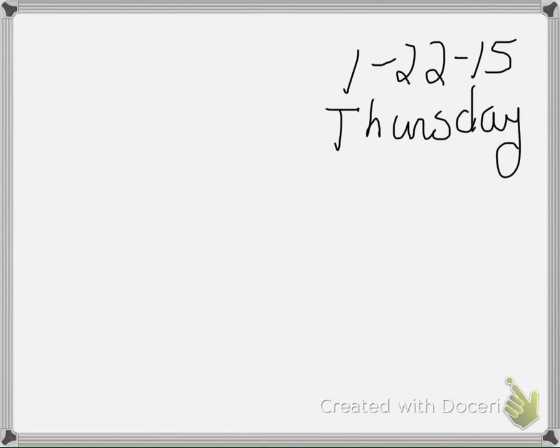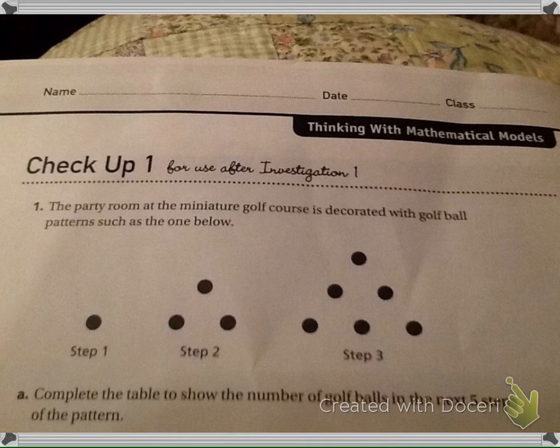Homework for 1/22/15, Thursday. Last homework assignment of the week. Today you're going to do two things again. You're going to do a worksheet that looks like this one, which you should already have, but you're also going to do two things that are additional, and you need to listen for a minute. Don't turn the video off yet.